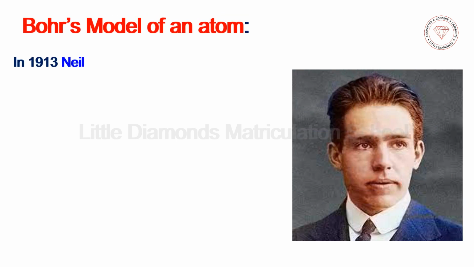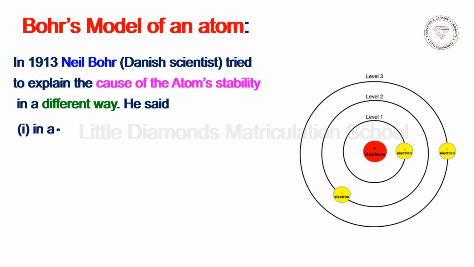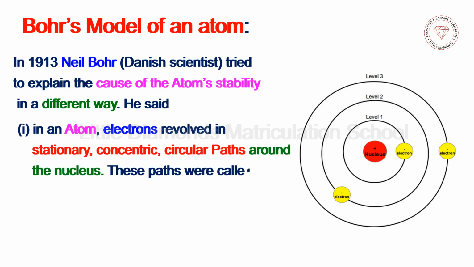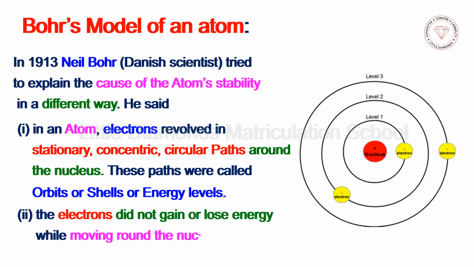In 1913, Rutherford's student Niels Bohr, a Danish scientist, tried to explain the cause of the atom's stability in a different way. He said that in an atom, electrons revolve in stationary concentric circular paths around the nucleus. These paths were called orbits or shells or energy levels. The electrons did not gain or lose energy while moving around the nucleus.